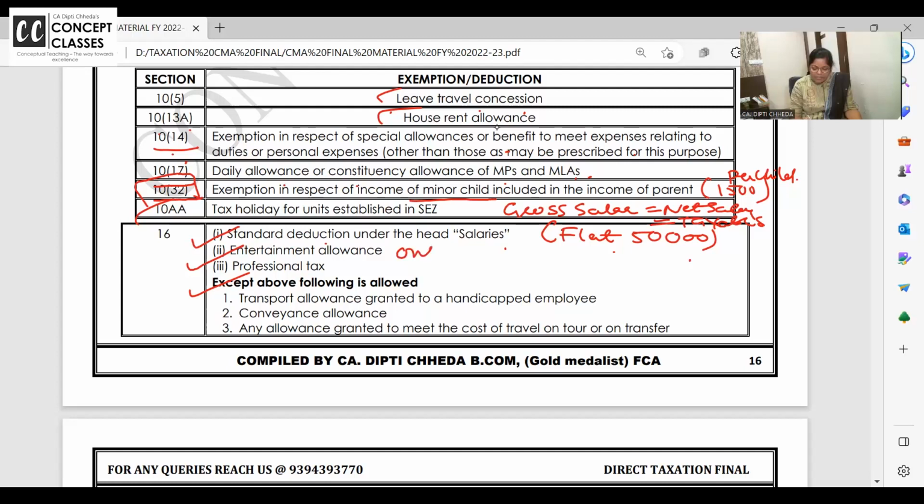Entertainment allowance is given only to government employees. This all will be NA, not allowed. So, ma'am, then why are you teaching it? Just for the understanding, that entertainment allowance was given under section 16(ii), but now it will not be given. Profession tax.